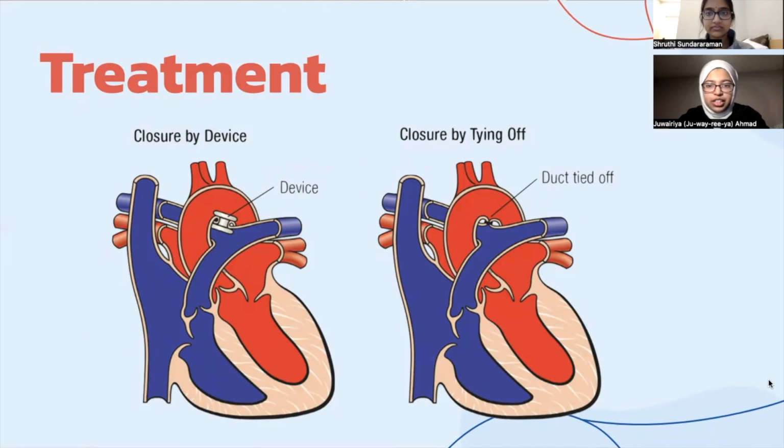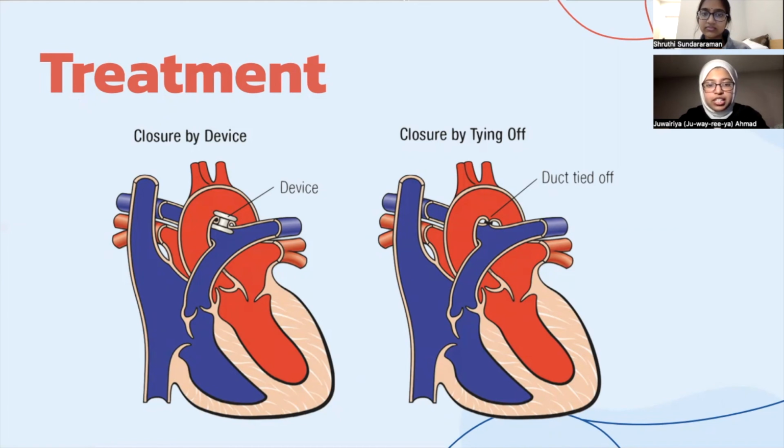So now for some of the treatment options for patent ductus arteriosus. If the patent ductus arteriosus is small, it won't make the heart and lungs work harder. So in this case, surgery and other treatments may not be needed because a small patent ductus arteriosus can just close on its own within the first few months of life.